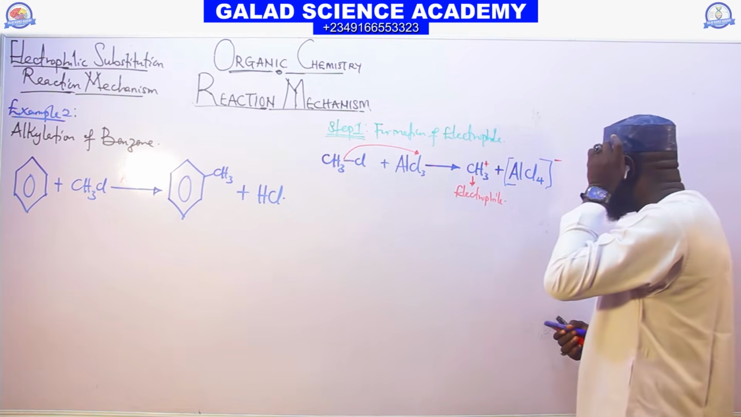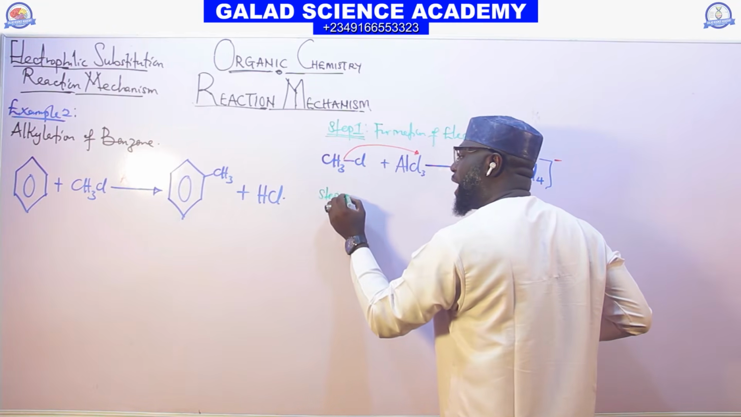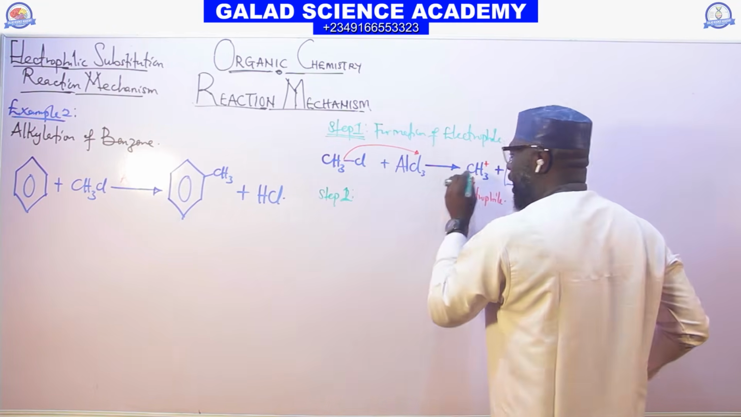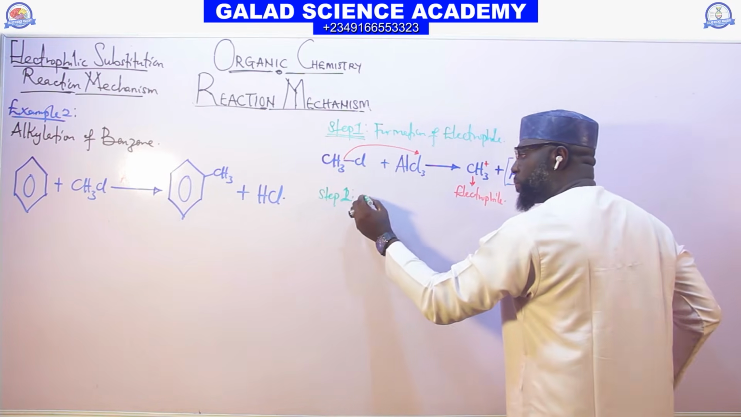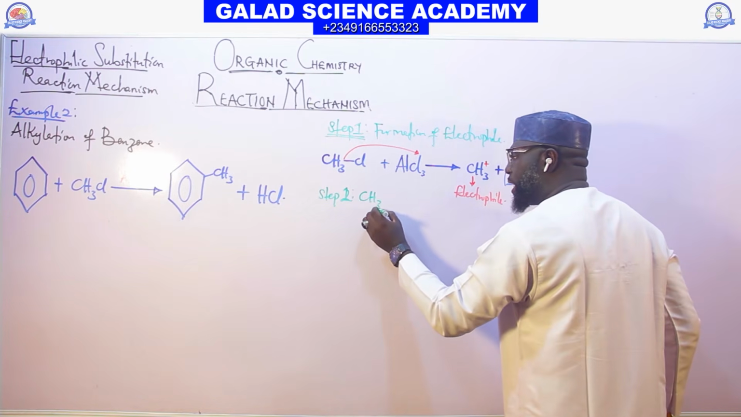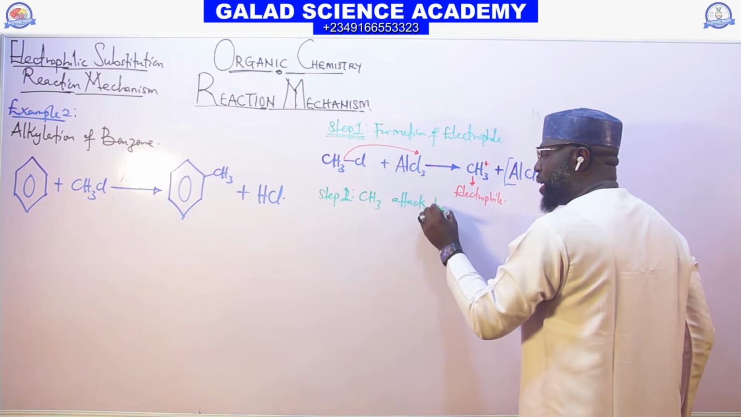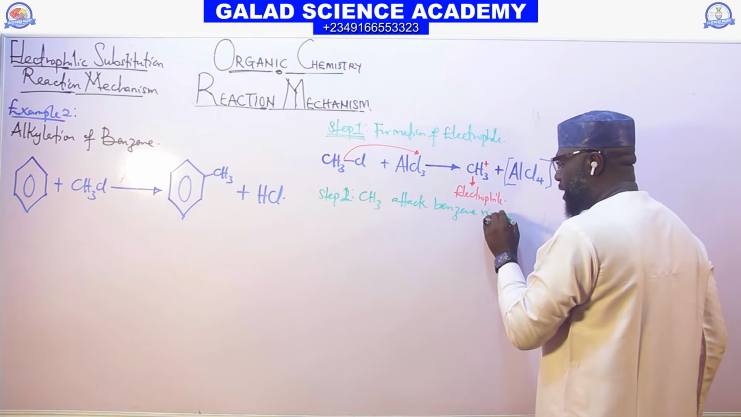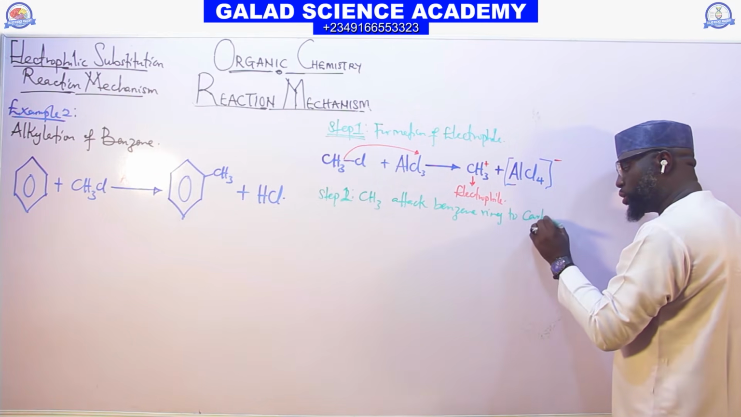Step two: the electrophile, CH3 plus, attacks the benzene ring to form a carbonium ion.